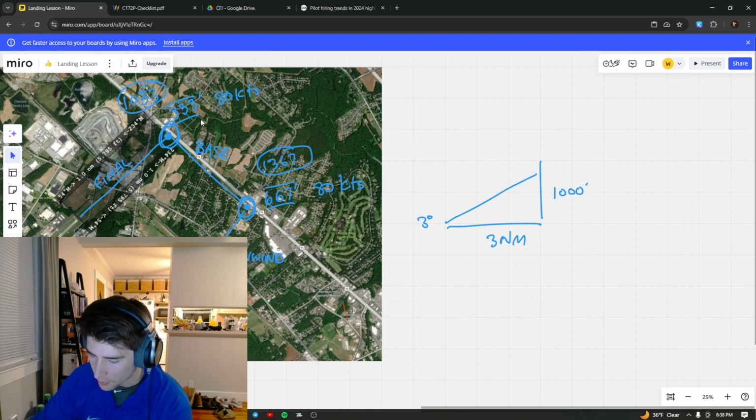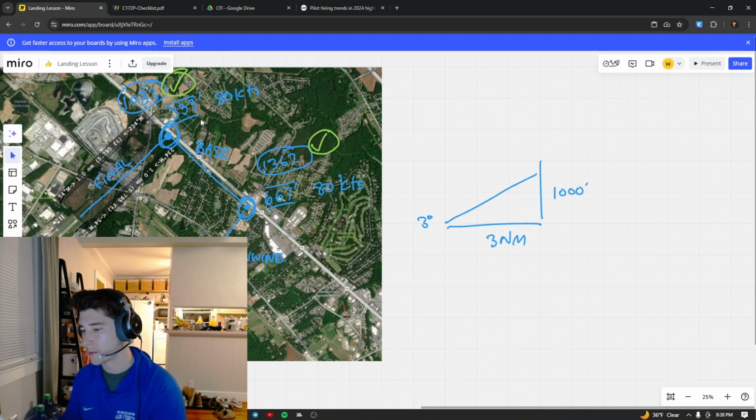We want to be able to look for 1,000. Go away, Siri. We want to check here. We want to check here. All right, so let's go check them.